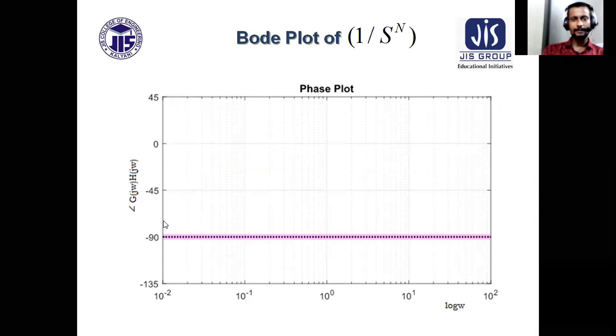The phase angle is minus 90 for n equals 1. For n equals 1, this will be the phase angle, minus 90 degrees. For n equals 2, the phase angle will be minus 180 degrees, likewise.